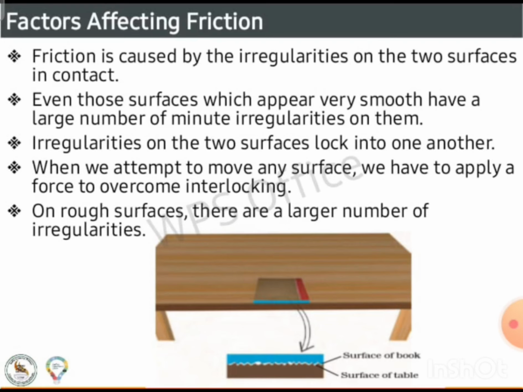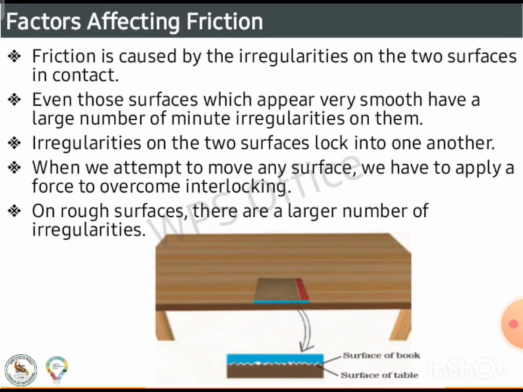Factors affecting friction. Friction is caused by the irregularities on the two surfaces in contact. Even those surfaces which appear very smooth have a large number of minute irregularities on them. Irregularities on the two surfaces lock into one another. When we attempt to move any surface, we have to apply force to overcome interlocking.